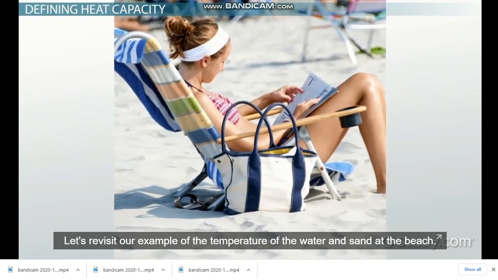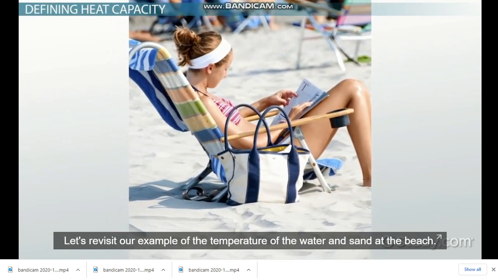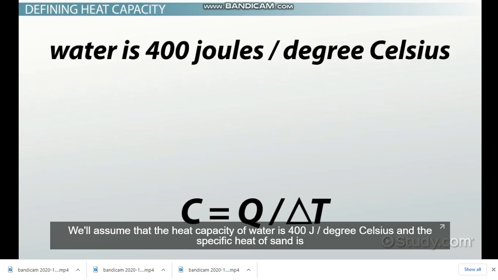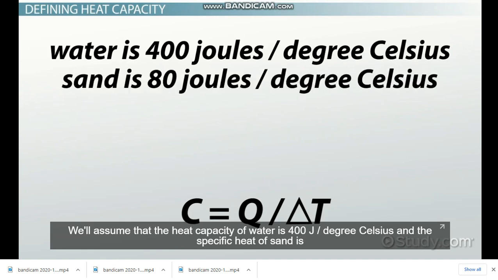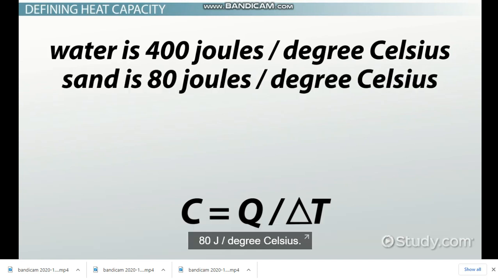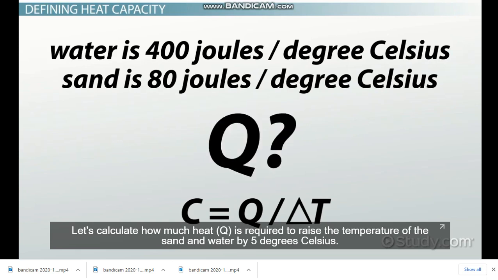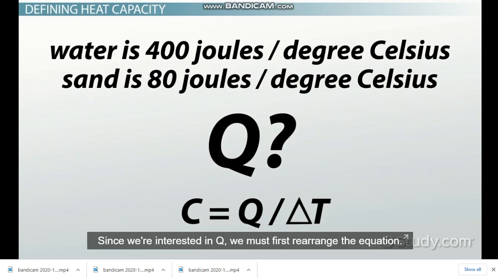Let's revisit our example of the temperature of the water and sand at the beach. We'll assume that the heat capacity of water is 400 joules divided by degrees Celsius, and the heat capacity of sand is 80 joules divided by degrees Celsius. Let's calculate how much heat, Q, is required to raise the temperature of the sand and water by 5 degrees Celsius. Since we're interested in Q, we must first rearrange the equation.